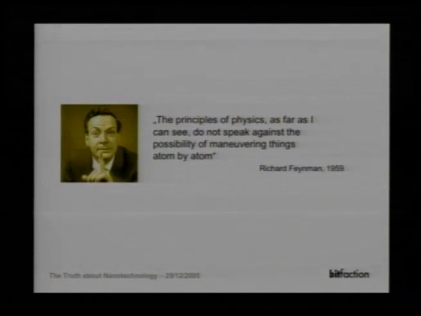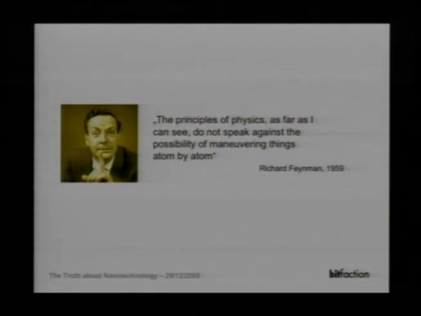So maybe the first occasion when somebody had the idea that you could do something like that with atoms was the physicist Richard Feynman. Maybe somebody knows him. He was a very important and creative physicist of the 20th century. And he said in 1959, in a lecture that was also between Christmas and New Year's Day at the Caltech, the principles of physics, as far as I can see, do not speak against the possibility of maneuvering things atom by atom. At this time, this was really a crazy idea because there were no tools, not even on the horizon, with which you could do that. So today, this lecture is regarded as the starting point of nanotechnology.